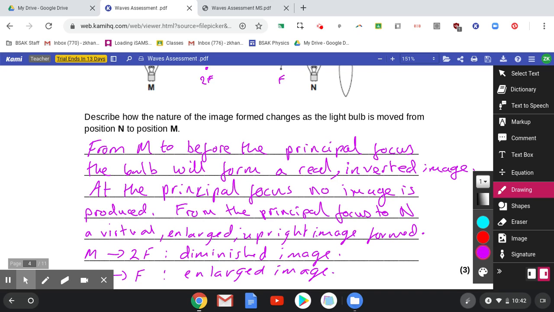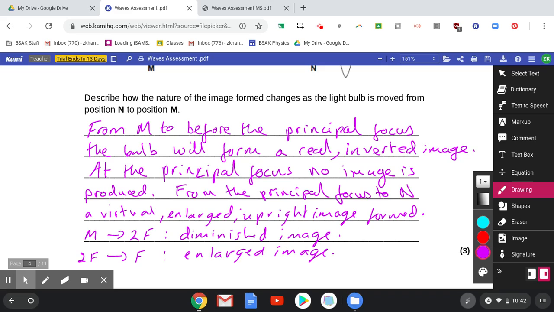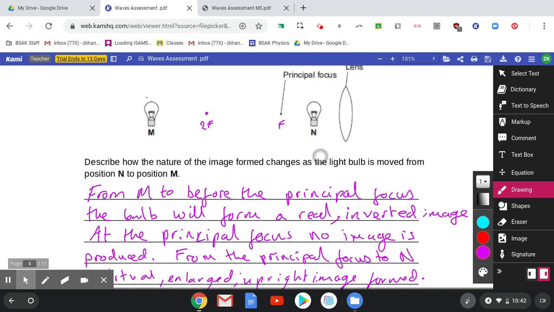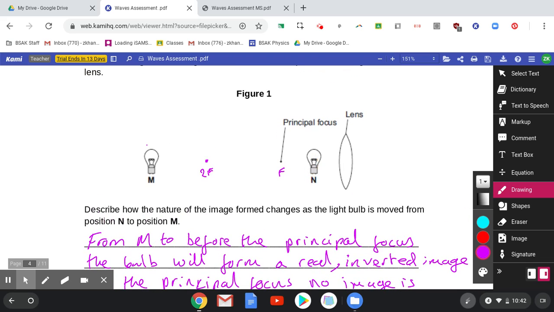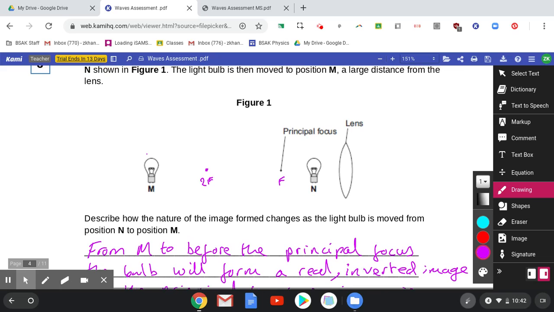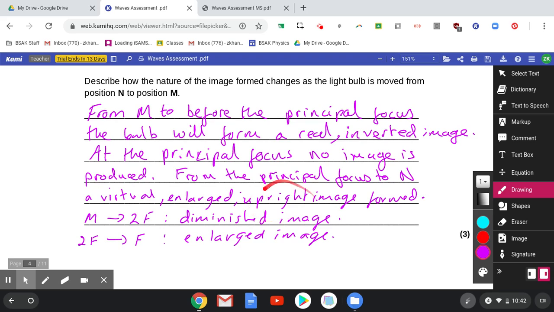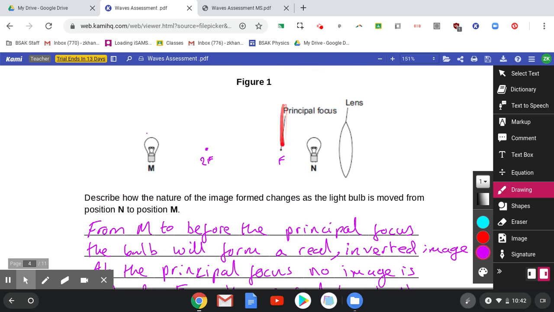At the principal focus, no image is formed. So if the bulb is placed exactly there, no image is formed. From the principal focus, so when the bulb is moved from there to, let's say, here, a virtual enlarged image is produced on this side, and it's upright, facing the same way.